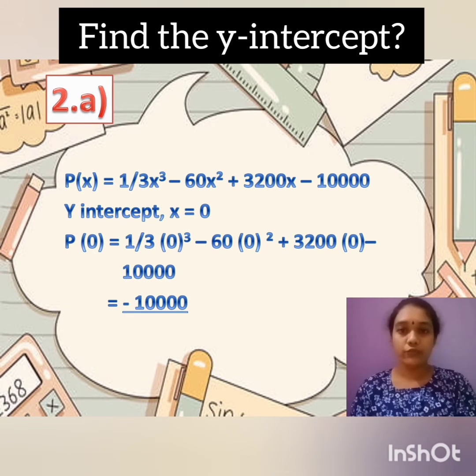2a. We want to find the y-intercept. To find the y-intercept, we have to put x equal to 0. When we substitute x equals 0 into the profit function, the answer is negative 10,000.